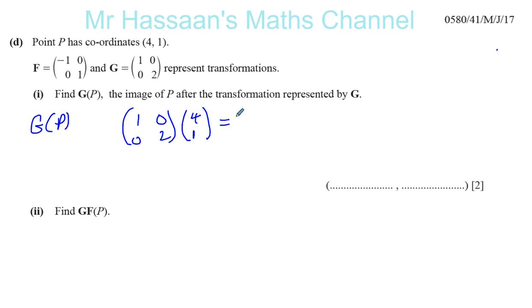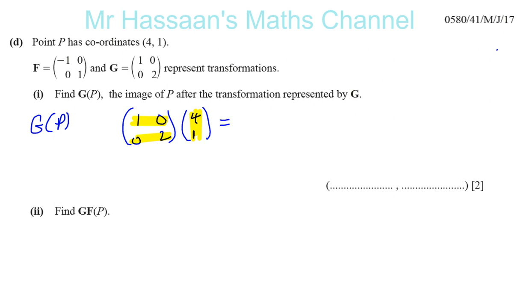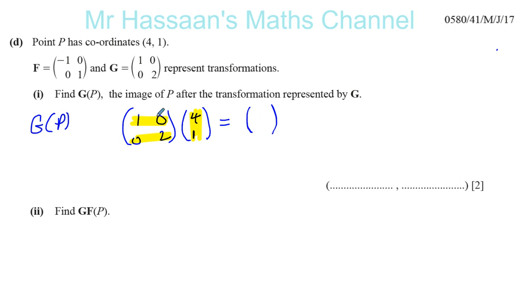And when you transform this object matrix, you have to use matrix multiplication. So I'm going to multiply these matrices together, using row of the first matrix times column of the second matrix. That's how you transform matrices. You multiply them just like normal matrix multiplication. So you have 1 times 4 plus 0 times 1, well that's 4. And you have 0 times 4 plus 2 times 1, well that's 2. So 4, 2 are the coordinates of the point P after it's been transformed by the transformation matrix G.